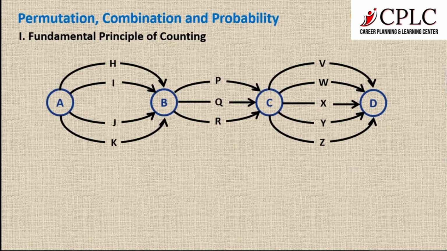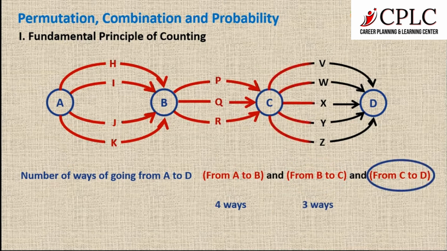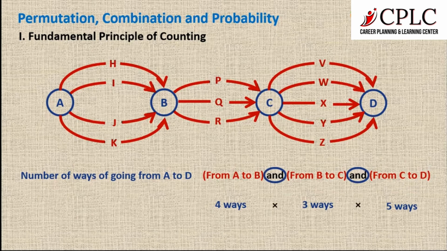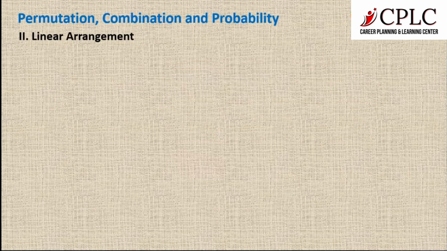Then the next few questions. Number of ways of going from A to D, all possibilities. So A to B and B to C and C to D. A to B as usual, four possibilities H, I, J, K. B to C, three possibilities P, Q, R. And C to D, five possibilities V, W, X, Y, Z. And because there is an AND in between, you are going to multiply everything. So 4 into 3 into 5 gives you 60 total ways of going from A to D. All possible ways basically. Then the second part of the topic is linear arrangement.